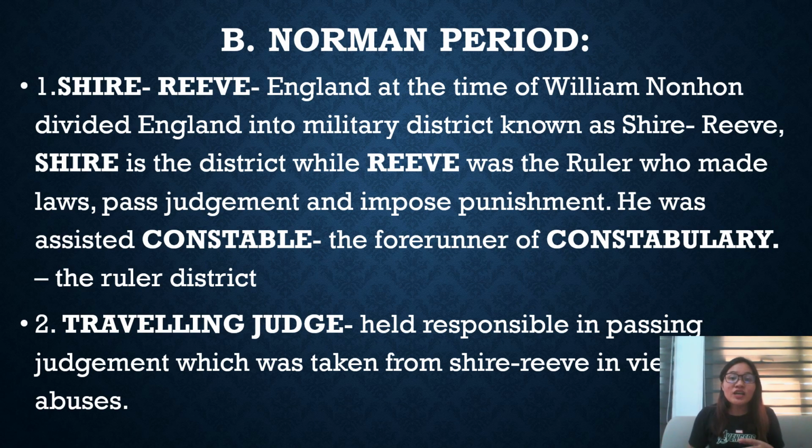Okay? Siya yung gumagawa ng laws, nagpapasa ng law na ginawa niya, and also he or she imposes punishment. Siya din po ang nagbibigay ng punishment. Okay? He was assisted by constable. Tao po yan, person, the forerunner of constabulary. Constable also is like a policeman or policewoman or a guard. Forerunner po siya ng tinatawag natin constabulary.